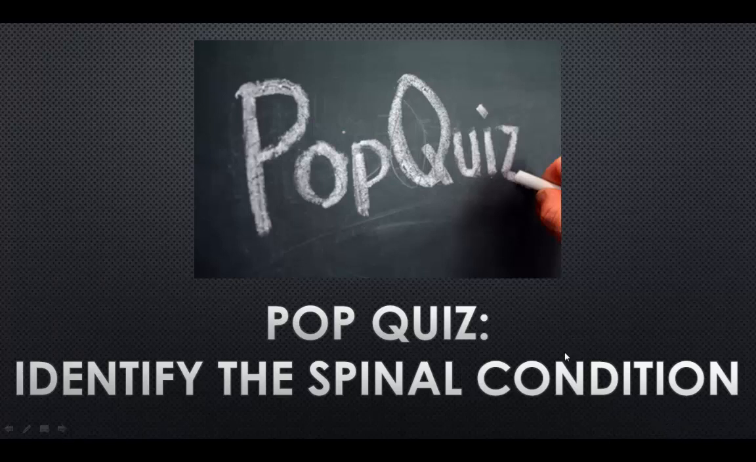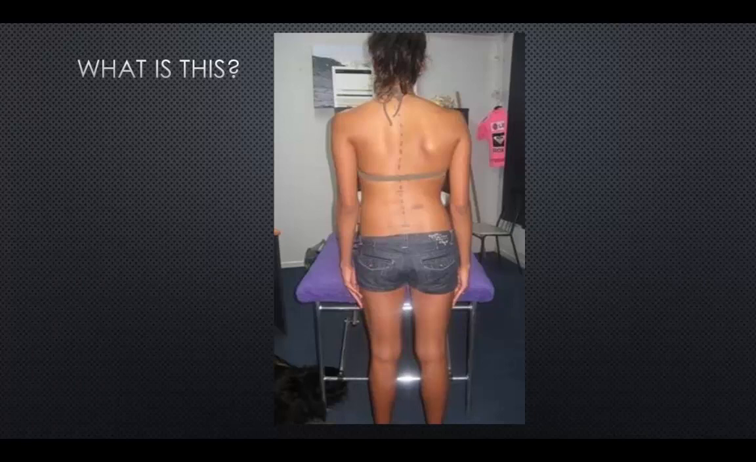This is a pop quiz to help you identify the spinal conditions present. Looking at this photo, what condition does this young lady have? She has mild scoliosis. You can see the demonstration of the lateral curvature of her spine with the black dots. Those black dots are superficial markers to indicate the spinous process of her thoracic and lumbar vertebrae.